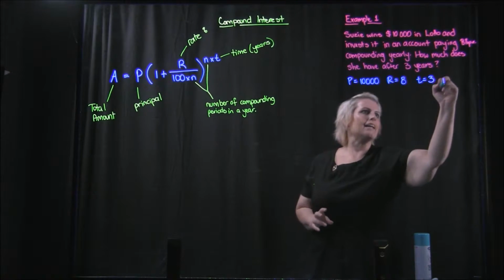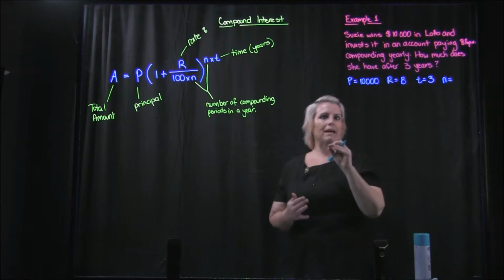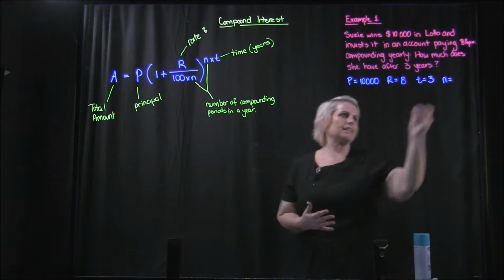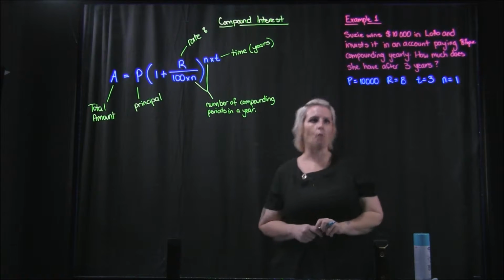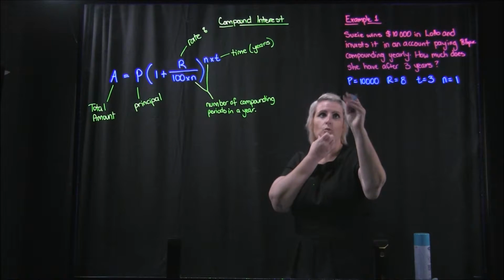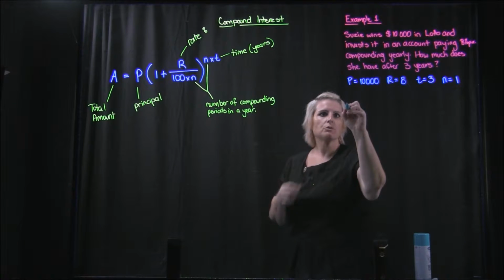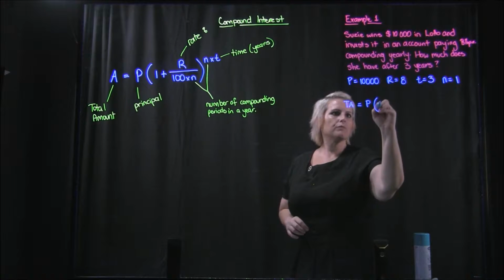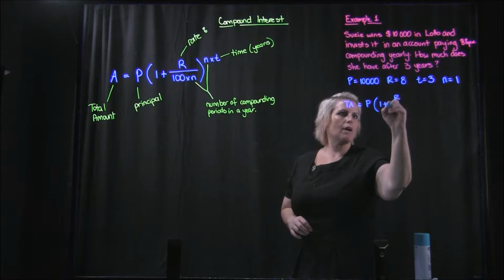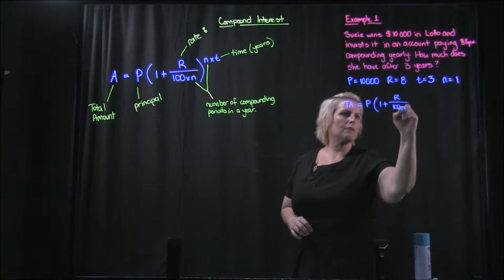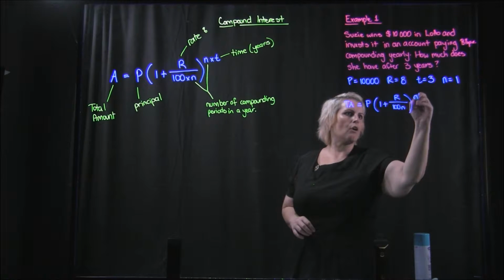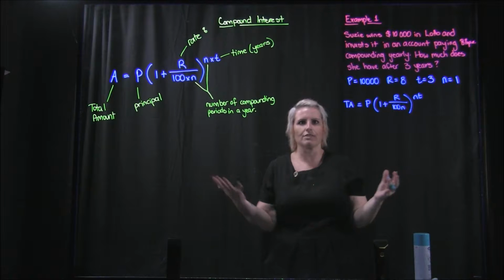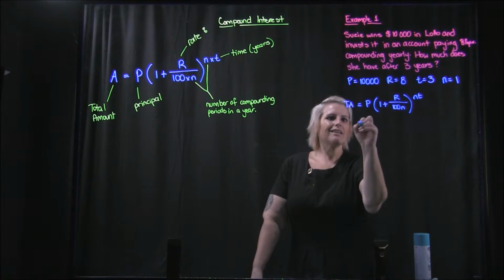And then we need N. N is the number of compounding periods in a year. So if it compounds yearly, once a year, our N is going to be 1. Okay, so we're trying to find our total amount. So we just write our formula: total amount equals principal, 1 plus the rate over 100 times N, and that's to the power of N times T. Now all I've done is left out the multiplications because it's algebra. We can do that. Now I'm just going to sub in.